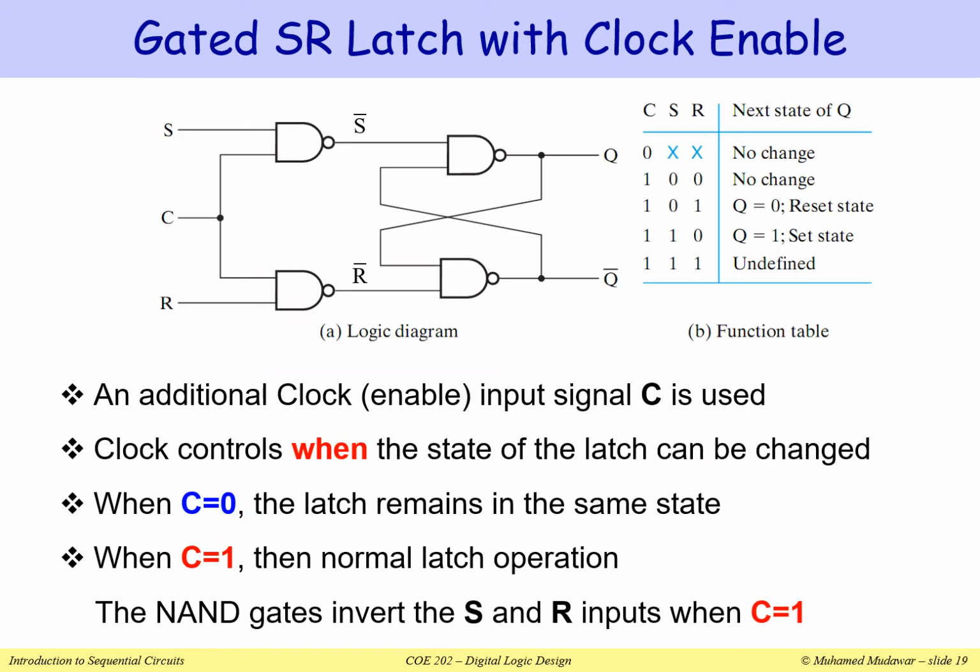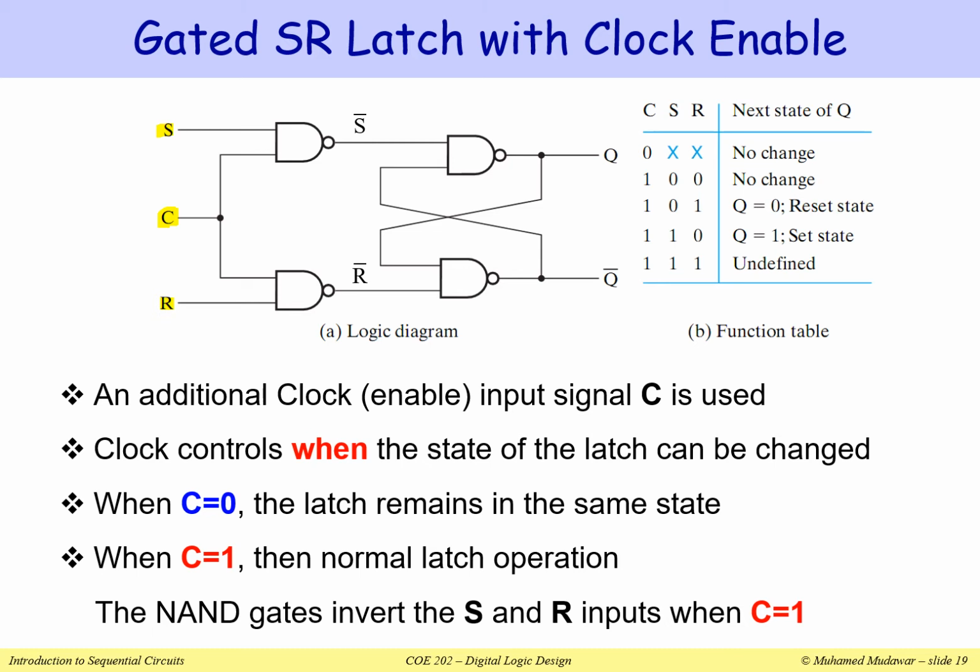I can implement a gated SR latch using only NAND gates as shown in this slide. This gated SR latch has a third input C, where C is the clock. When C is equal to 0, I would like to disable the latch. If C is equal to 1, I would like to enable the latch. Notice that here the inputs are S and R, so now S and R are active high.